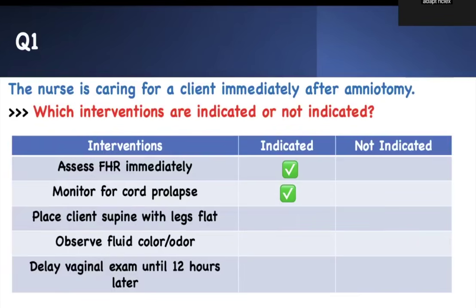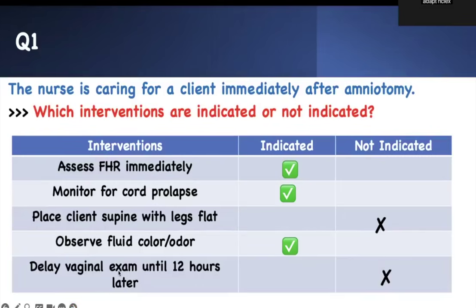If there's a cord prolapse, in which position do you place the patient? Knee-to-chest position. Therefore, keeping them supine is the wrong answer. You see how everything is coming together? Of course, you have to observe the color so that there is no meconium in it. You want to check there's no meconium. Why will you delay vaginal exams 12 hours later? You need to check for cord prolapse.